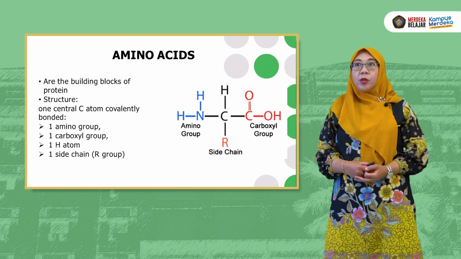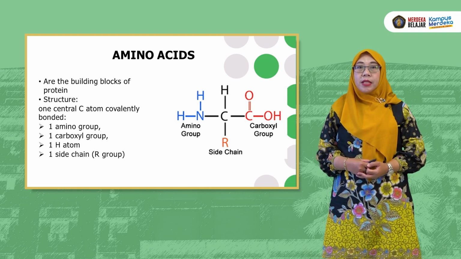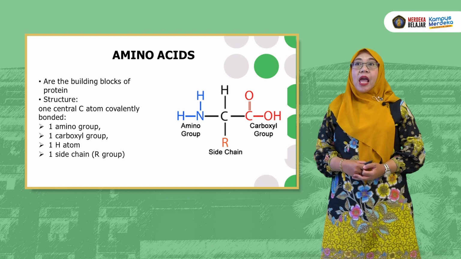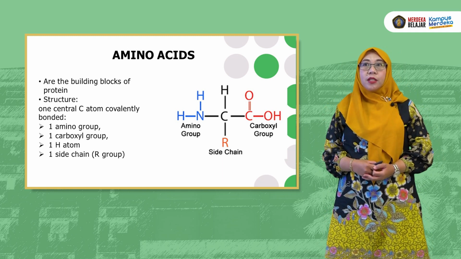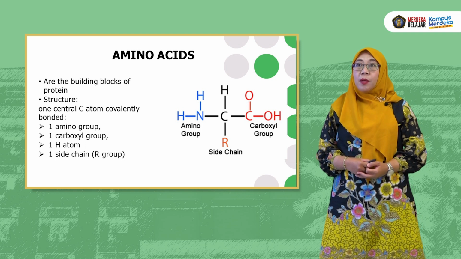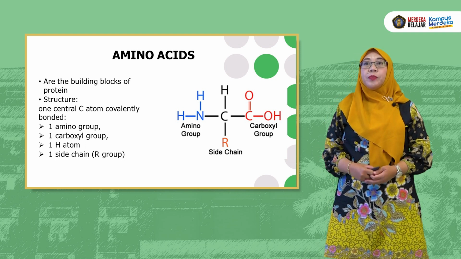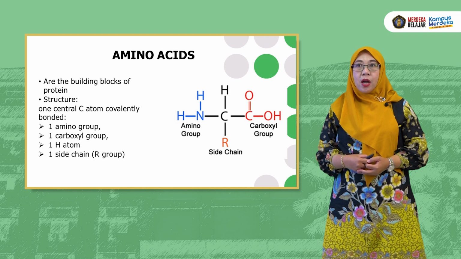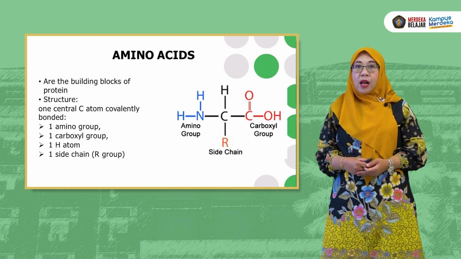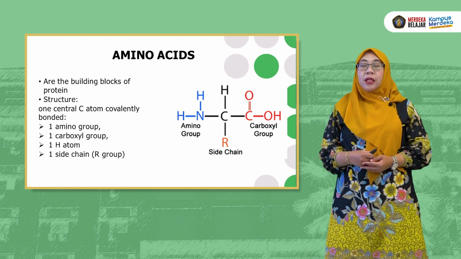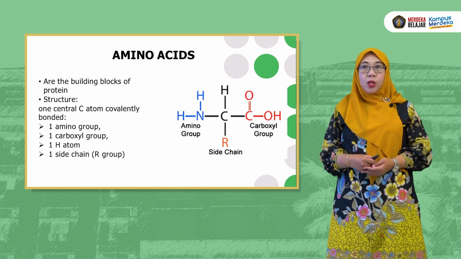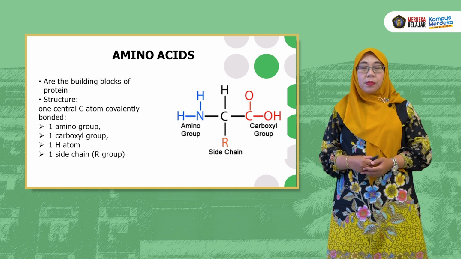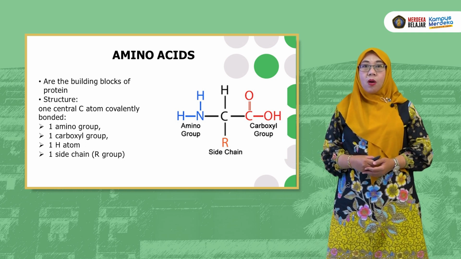If we talk about proteins, we need to discuss first about amino acids. As you know, proteins are big polymers. They consist of amino acids. Amino acids are the building blocks of proteins. Their structure consists of one central carbon atom that is covalently bonded to one amino group, one carboxyl group, one hydrogen atom, and one side chain or R group.